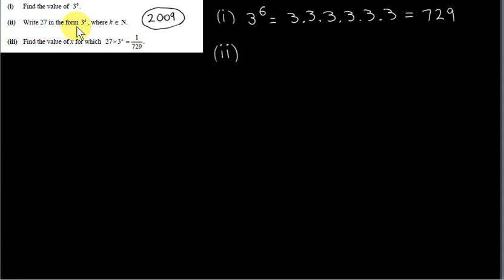Write 27 in the form 3 to the power of k, where k is a natural number. A natural number is a positive integer. Well, we know that 3 times 9 is 27. And we can write 9 as 3 times 3. 3 times 3 times 3 means 3 to the power of 3, because we have 3 of them.